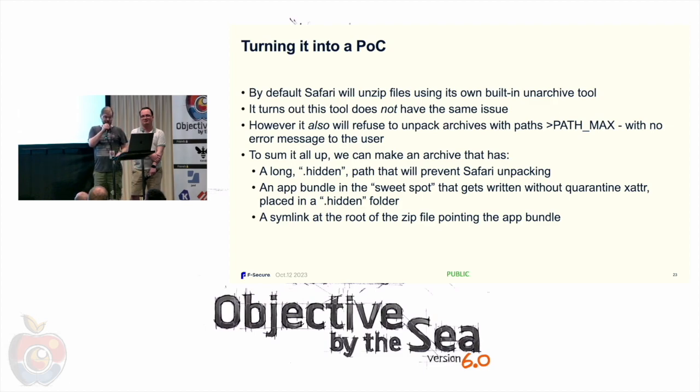By default, Safari will unzip any files using its own built-in unarchive tool. And it turns out that when this happens, this bug is not triggered. However, it will also refuse to unpack archives with paths longer than PATH_MAX, with no error message to the user. So we can craft a zip file that has both a path longer than PATH_MAX that prevents Safari from unpacking it, tricking the user into using Archive Utility instead, and then the magic payload at the special path lengths, which doesn't get the quarantine attribute.